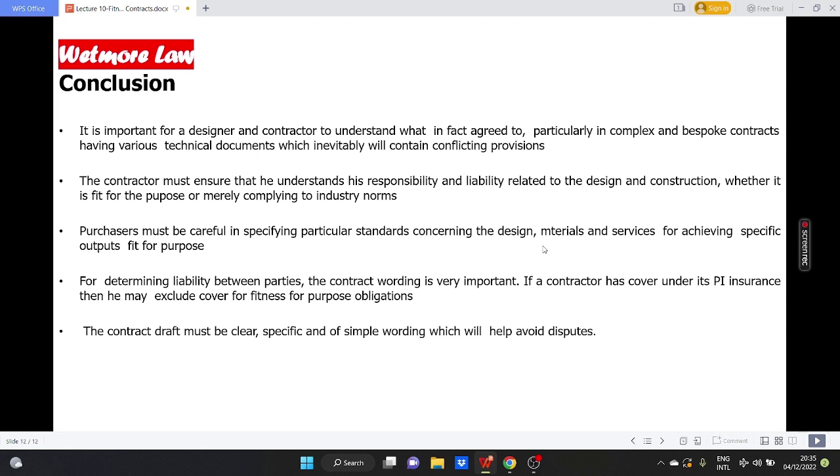Purchasers must be careful in specifying particular standards concerning the design, materials, and services for achieving specific outputs fit for purpose. For determining liability between parties, the contract wording is very important. If a contractor has cover under its PI insurance, then it may exclude cover for fitness for purpose obligations. The contract draft must be clear, specific, and of simple wording which will help avoid disputes.